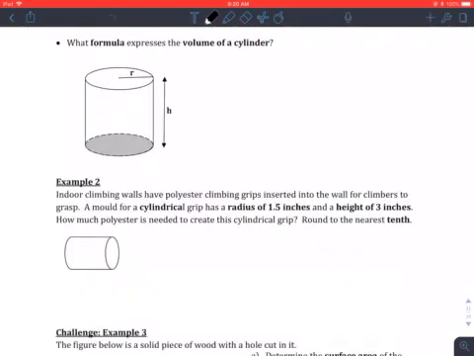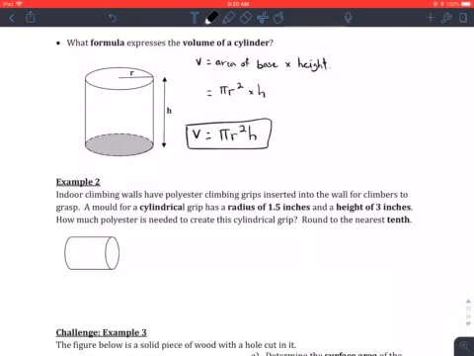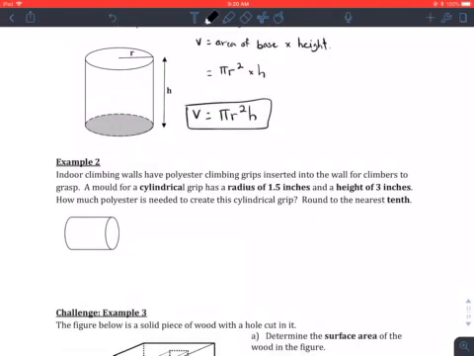time. So the way we're going to go about this is we're going to take the area of the base and we're going to multiply that by the height. Now for a cylinder, that base is a circle. And if you recall from Math 10, the area of a circle is pi times the radius squared. And my height is represented by h. So you have now a quick formula for the volume of any cylinder. Okay, and we're going to use that in a couple of examples down below.